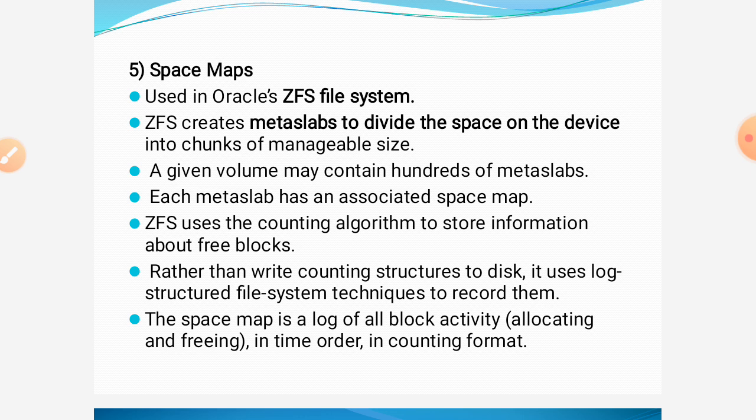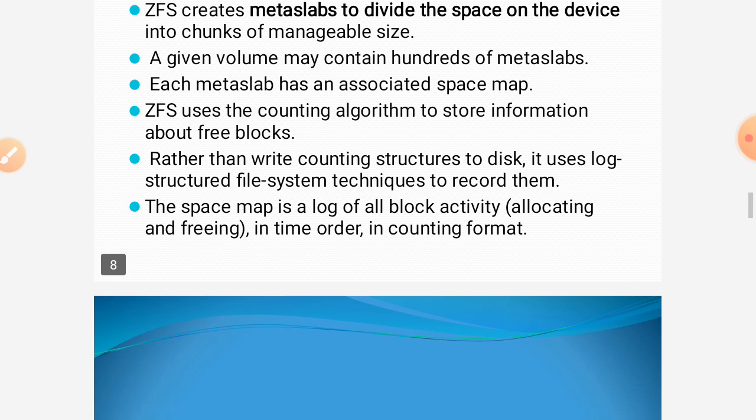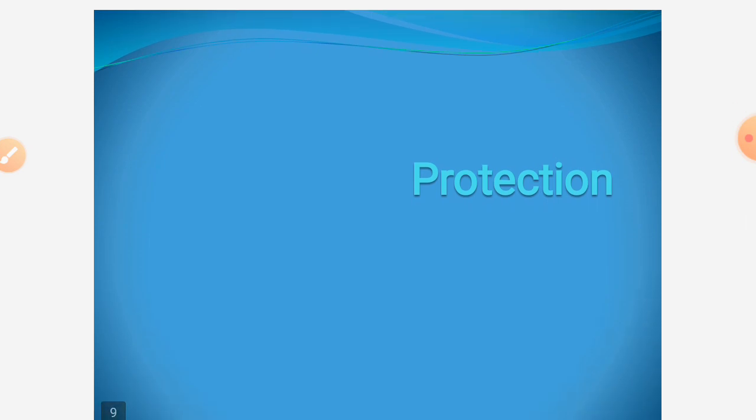ZFS also condenses the maps as much as possible by combining contiguous free blocks into a single entry. That means compaction also takes place there. Finally, the free space list is updated on disk as part of the transaction-oriented operation of ZFS. This is a more advanced technique, we can say. So these are all about free space management. Our next topic is protection.